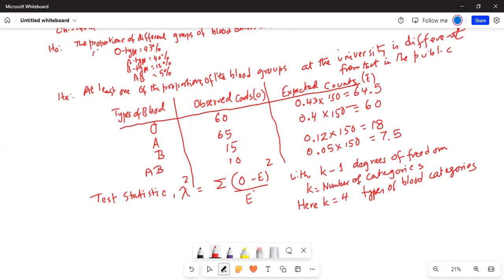Now, this symbol is summation, also called sigma in the Greek language. Do I have to do these calculations by hand? No, we can use the calculator. So how do we use the TI-84 calculator? We'll create some space.